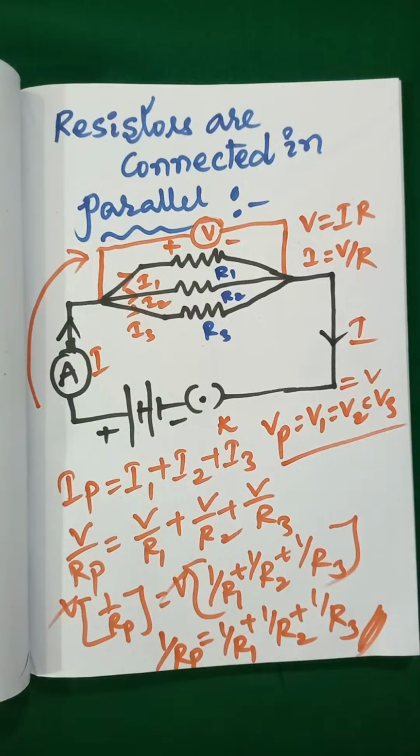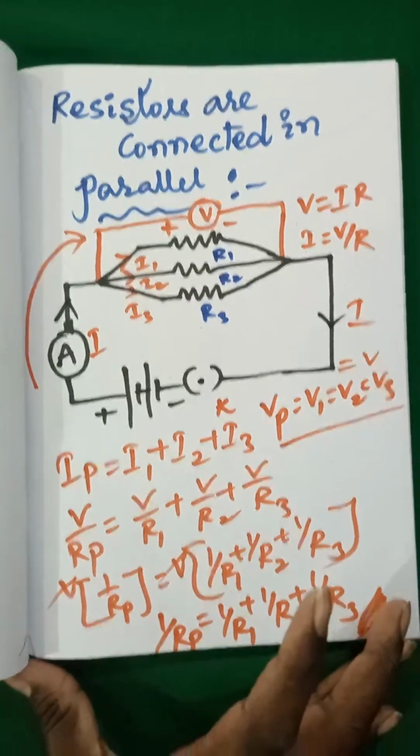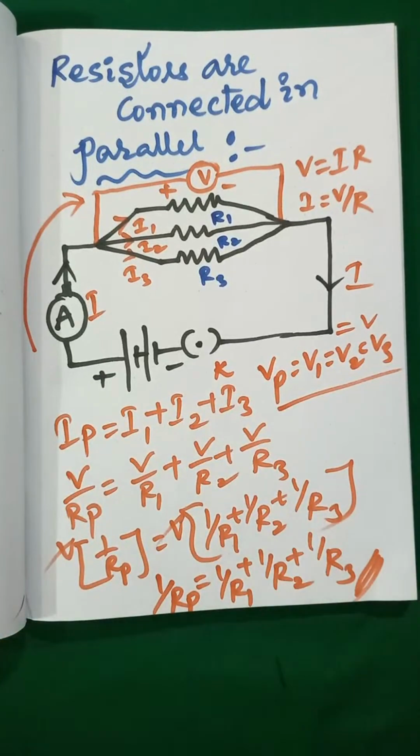Simple calculation. Even resistors connected in series combination were also explained, right? So this is resistors connected in parallel combination. Check once, and take a screenshot if you want. Now we'll go to the next one.